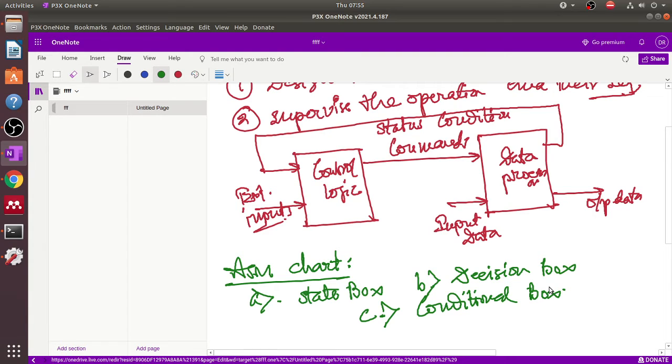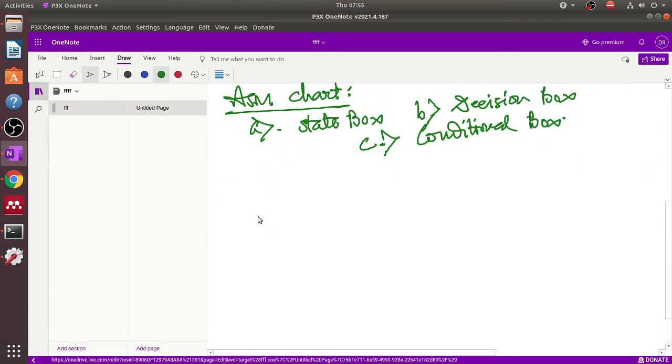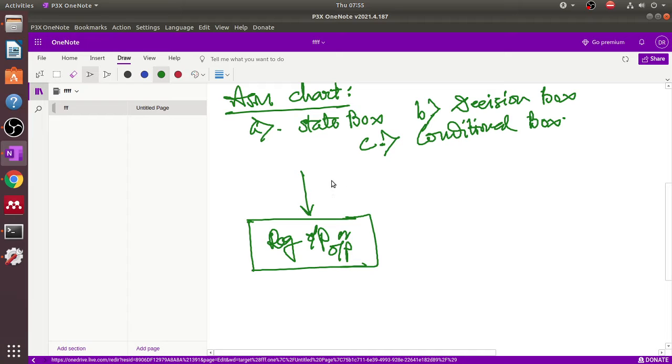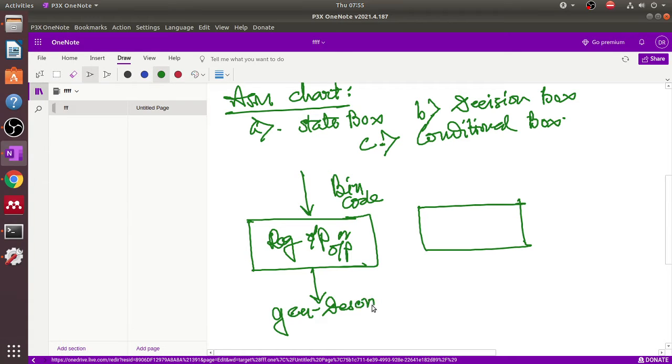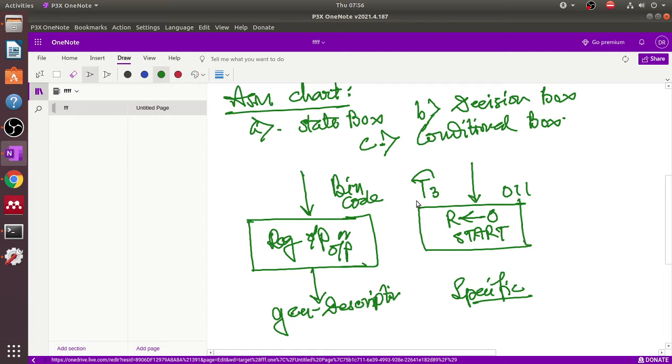In the following figure, we show some blocks. Here is one block, known as register operation or output, and here we apply our binary code. This is the general description, and this block is known as the specific description. Why? Because this is register R, and starting from R equals clear, that is register equal to clear, for the code 011, and this is a timing state mentioned here, that is T3.